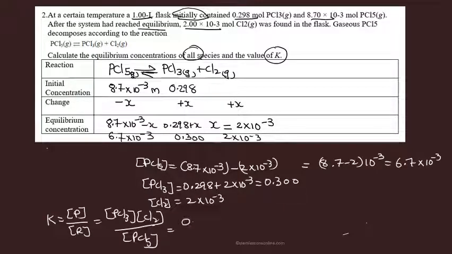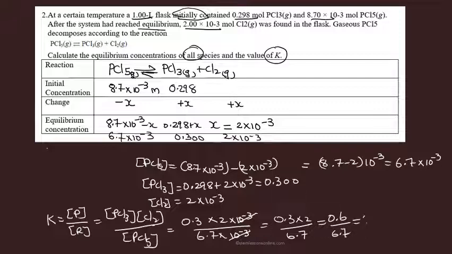That equals, substituting the numbers, 0.3 times 2 times 10 to the power negative 3 divided by 6.7 times 10 to the power negative 3. That equals 0.3 times 2 divided by 6.7, because 10 to the power negative 3 and 10 to the power negative 3 we can cancel. That equals 0.6 divided by 6.7. We will get 0.0895. When you move the decimal, we can write 8.95 times 10 to the power negative 2.